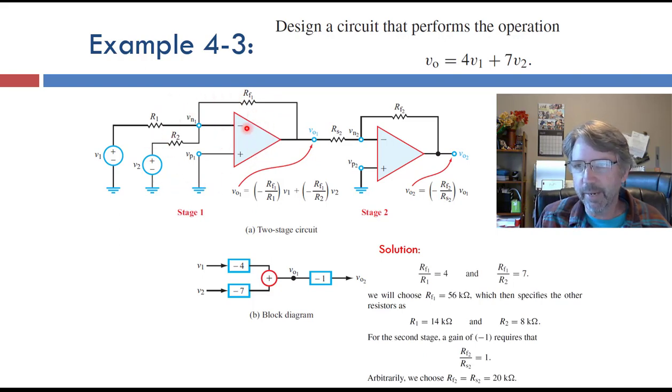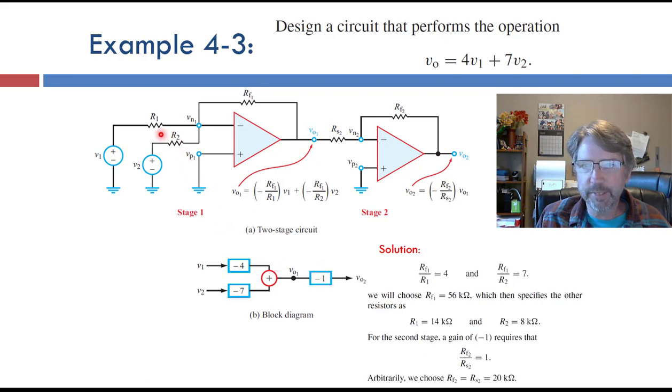And then to get rid of the minus sign, we will put after the summing amplifier an inverting amplifier with a gain of 1. So the block diagram is probably the easiest thing to see here. V1 times minus 4 plus V2 times minus 7 gives us the negative of the equation we want. Add them together and put the minus sign in here to get the positive that we want. So we need negative 4 here and negative 7 here and negative 1 here.